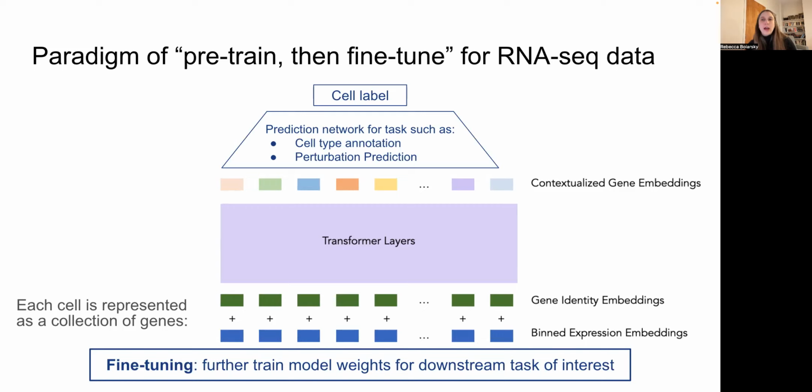Pre-training is often followed by fine-tuning, in which a small amount of labeled data is used to further train the model to excel at a particular downstream task of interest. This is shown here, where the learned contextualized gene embeddings are used as input to a smaller neural network, which is trained to predict some cell-level label, such as cell type or response to perturbation. The full network, including the transformer, can be back-propagated through during this learning, updating all weights in order to improve at the particular task of interest.